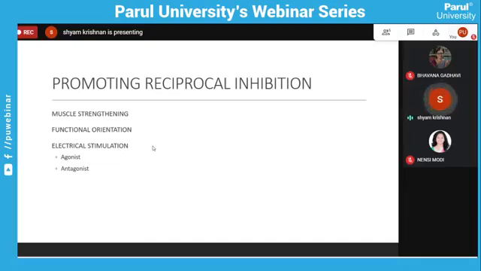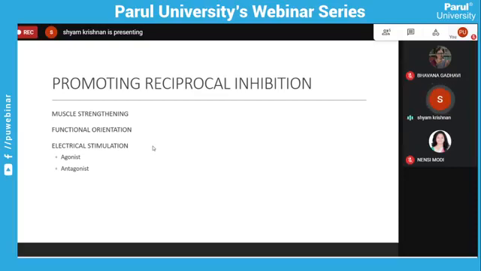Now what are you going to do to reduce neural excitability, or exercise control over the neural factors which lead to an increase in tone? The basic idea is to promote reciprocal inhibition. So how do you promote reciprocal inhibition?